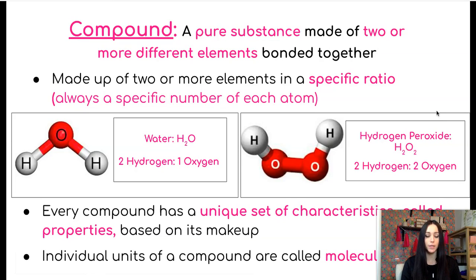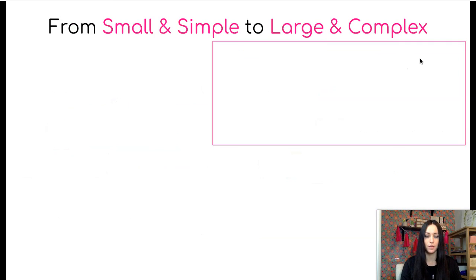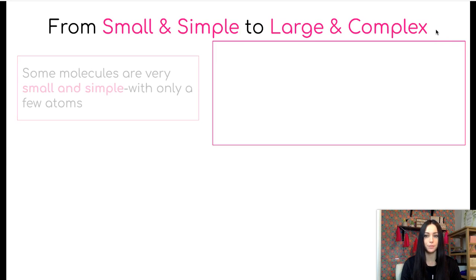The individual units of a compound are called molecules. For example, here I have one single molecule of water, and here I have one single unit or molecule of hydrogen peroxide. Some compounds are very small and simple, whereas others are very large, complex molecules. Let's look at some examples.